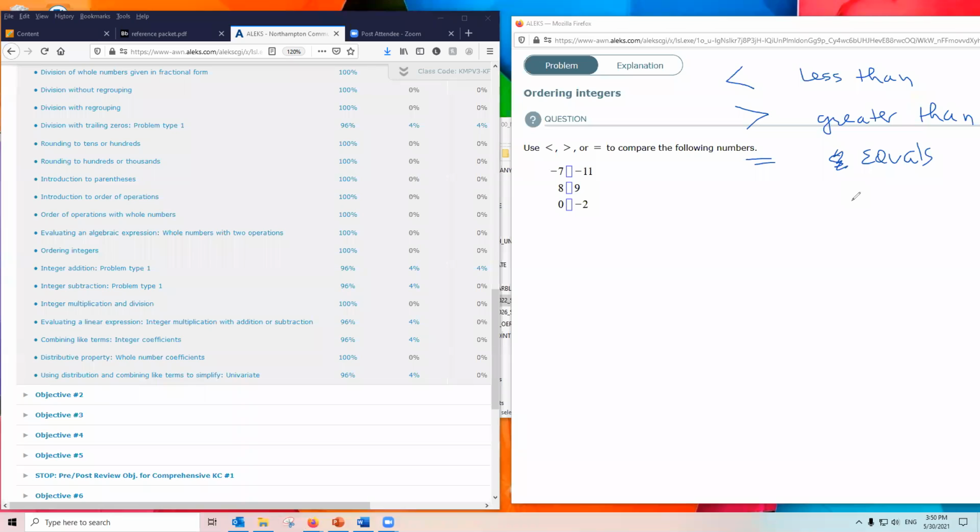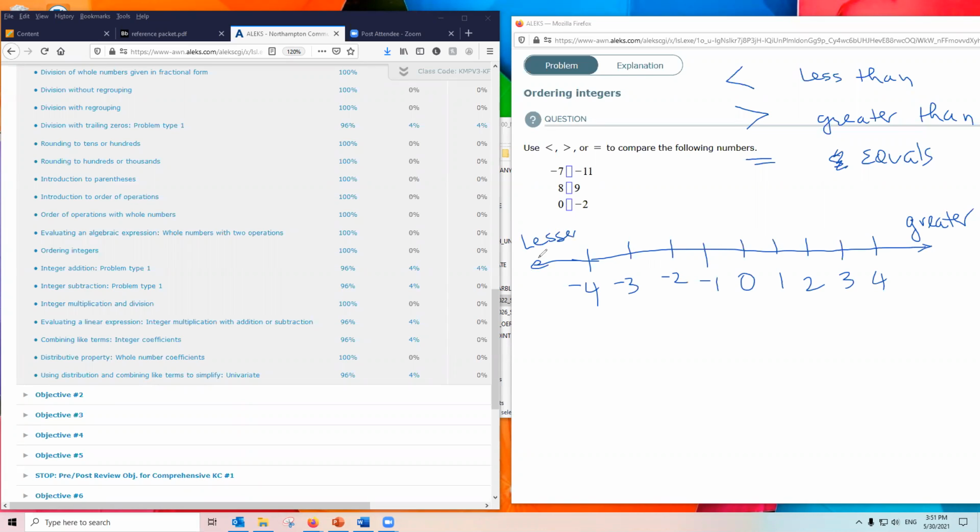All right, now, one way to think about this is think of a number line. A number line is where we draw this line, we put 0 in the middle, we put the positive numbers going to the right, and the negative numbers going to the left like this. This makes it easy to compare numbers because the greater numbers are on the right-hand side and the lesser numbers are on the left-hand side. So let me do a comparison.